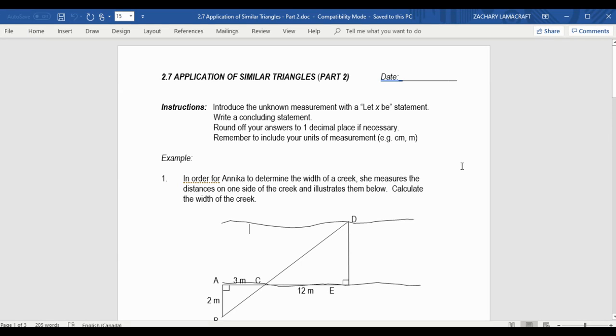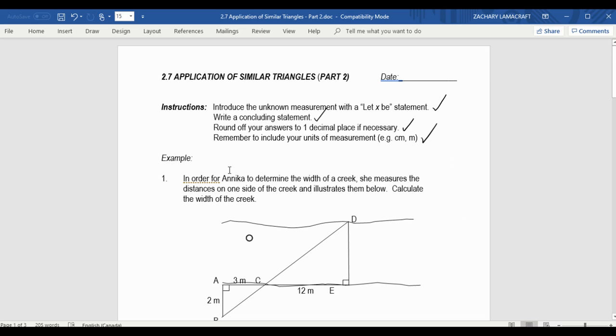So all things stay the same is what we just did. We're just dealing with different orientations. So we need a let x be statement, which we've done before. We need a concluding statement, which is those three dots, right? They're there for that. We round to one decimal place, which we did in the last couple examples. And then we include our units of measure.